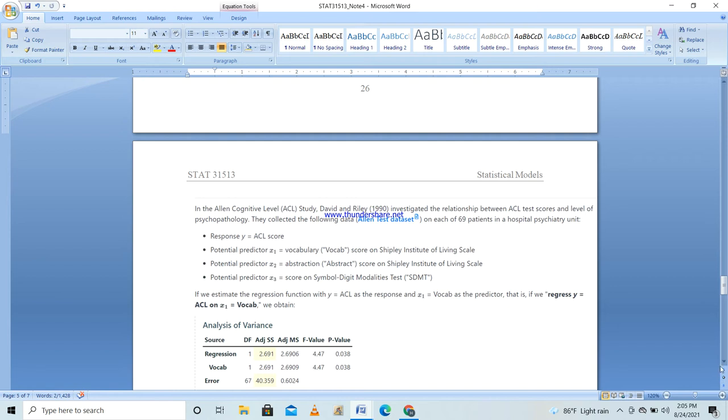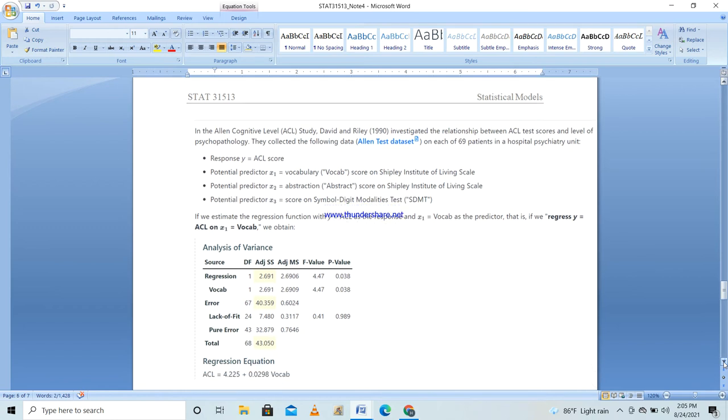If you obtain the ANOVA table, for the regression we have only one independent variable, x1. For the error, don't consider the lack of fit and pure error; we will talk about those later. In your model you have the intercept and only one x variable, x1. You can import this data set into an Excel sheet, use R to fit the regression equation, and see whether you get the same output: ACL is equal to 4.225 plus 0.0298 times vocab, or x1.